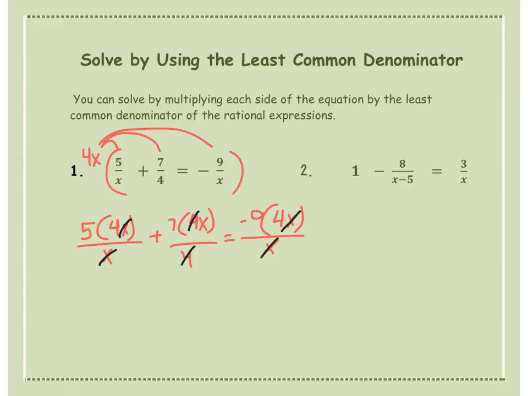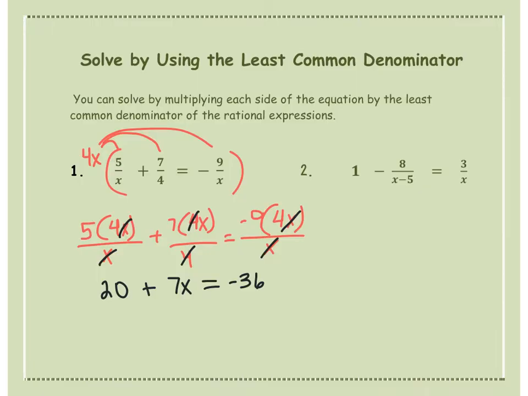So on my first fraction, I have 5 times 4. That leaves me with 20. The second one is 7 times x. And the third one is negative 9 times 4. So again, this process is going to get rid of the denominators.